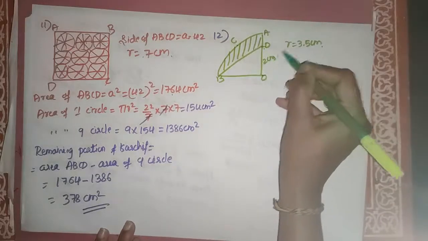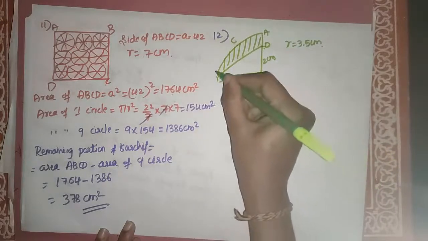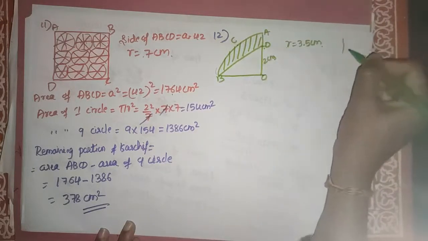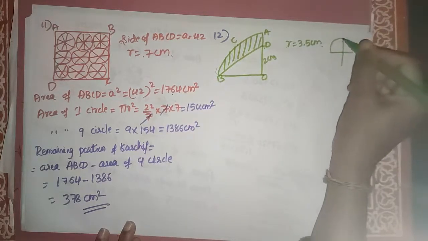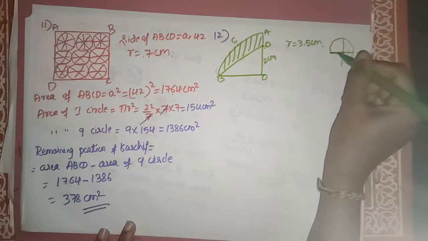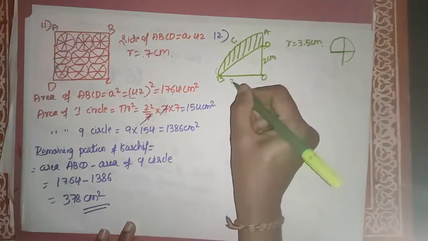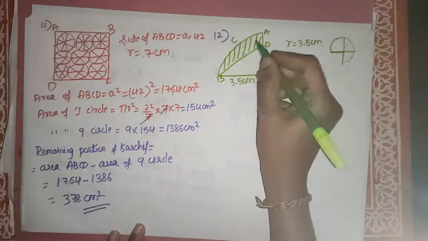The height is 2 centimeter and the radius is 3.5. See, this is a quadrant here. If you take a circle, we have one quadrant here, one quadrant there. So here this is the radius, this is 3.5 centimeter. We need to find out the area of the shaded region.